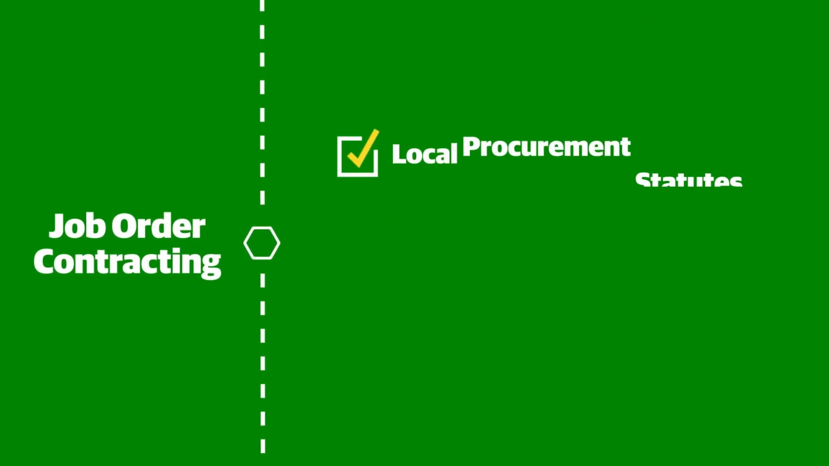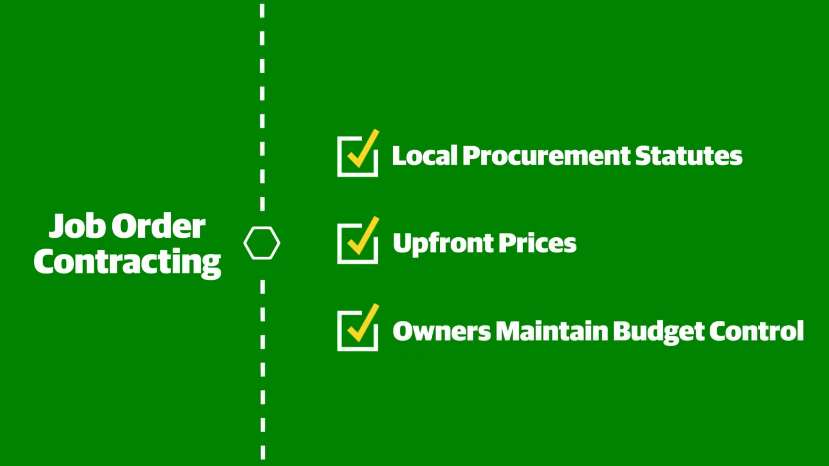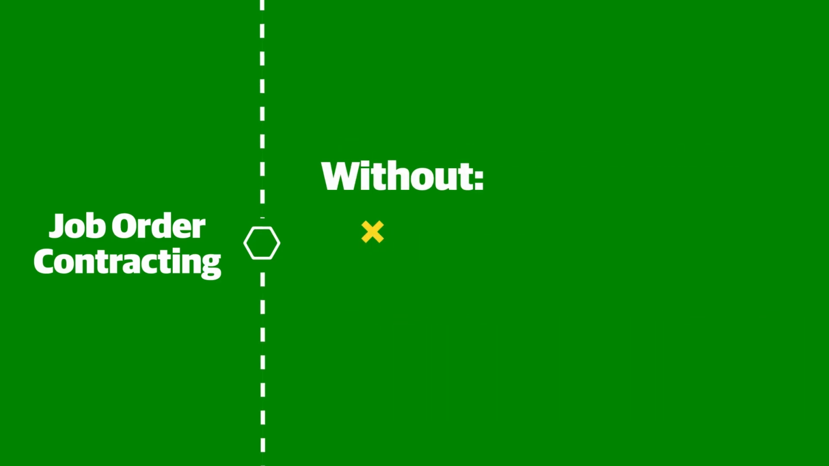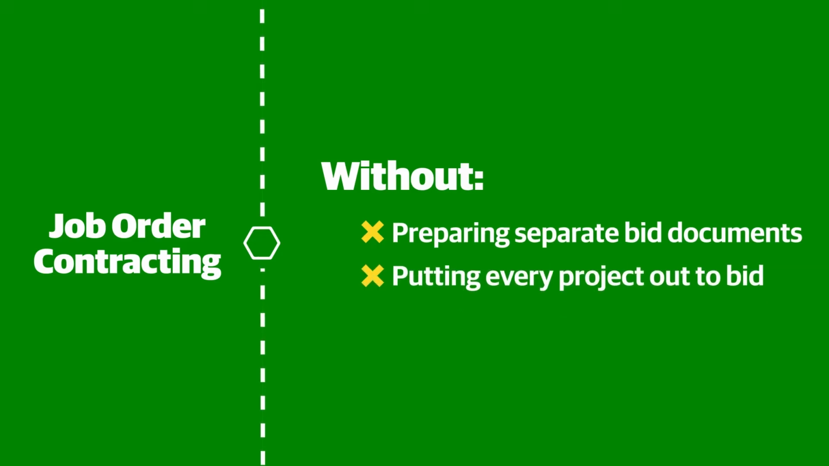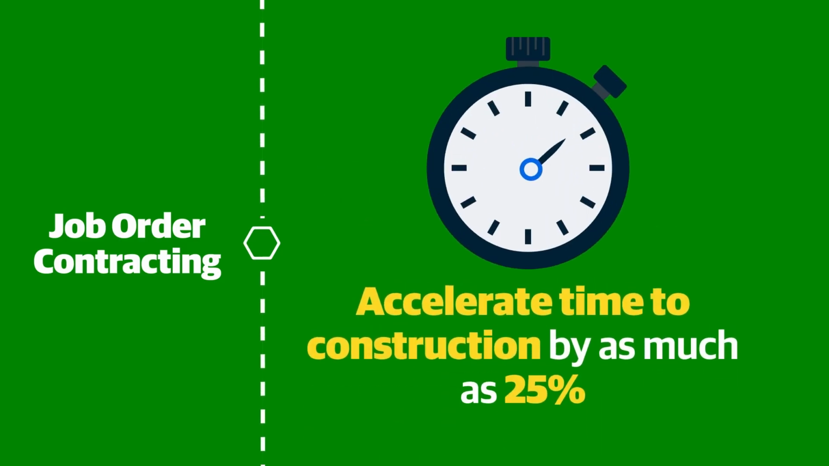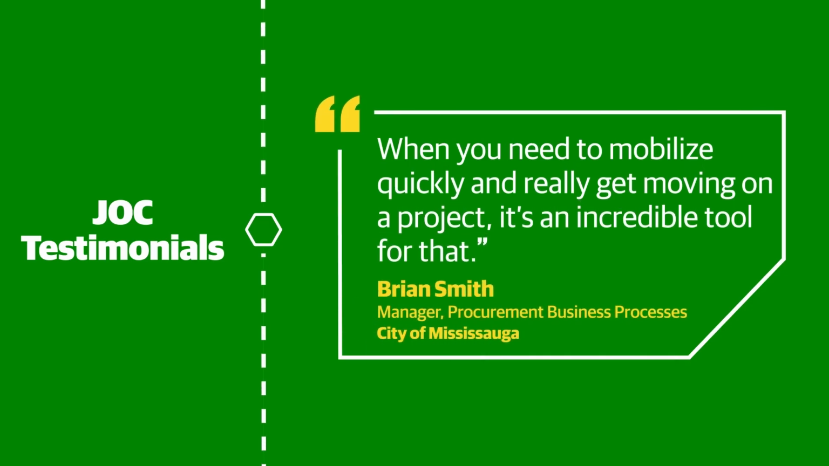These contracts satisfy local procurement statutes and establish prices for construction tasks up front, ensuring owners maintain budget control. And without the necessity of preparing separate bid documents and enduring the time-consuming process of putting every individual project out to bid, JOC can accelerate speed to construction by as much as 25%. JOC has also been found to require fewer people than other project delivery methods and reduce costs over time.